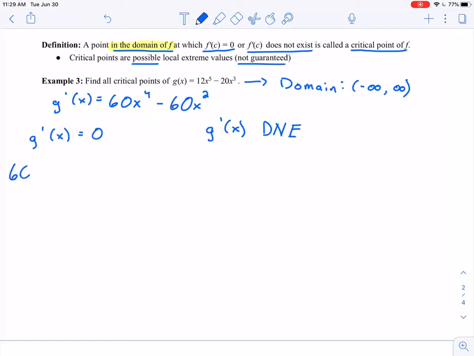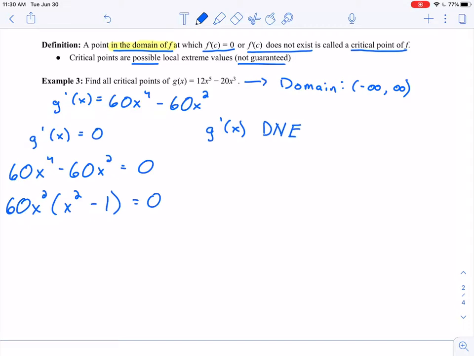So I'll take 60x to the fourth minus 60x squared, set this equal to 0, and we're going to solve for x. So I'm going to factor if I can. I think factoring is always the easiest method to solve these. If you do not factor here, you will lose a critical point if you try and just solve for x without using factoring. So I would factor out, in this case, 60x squared, and that would leave me with x squared minus 1 is equal to 0.